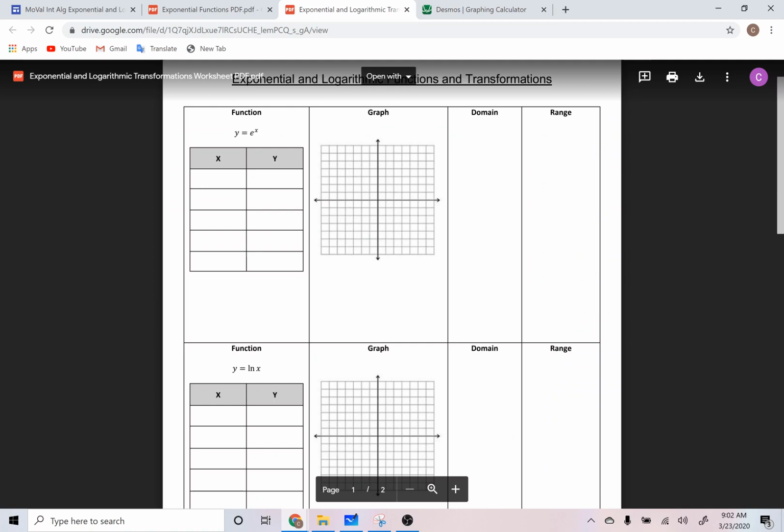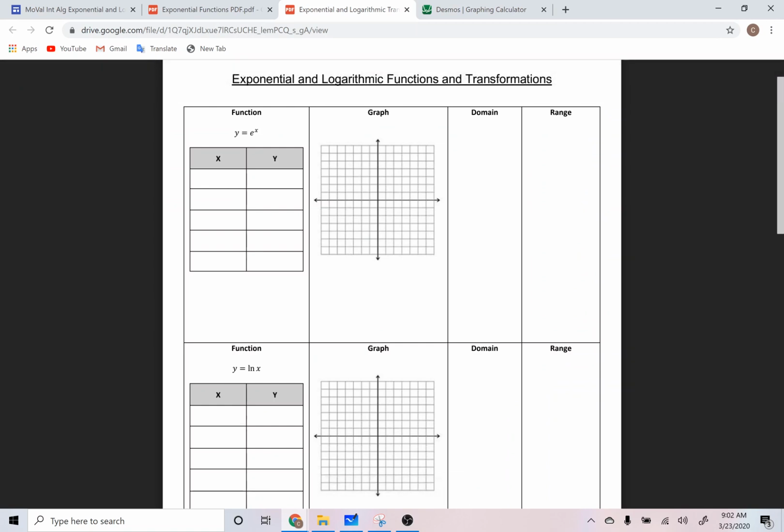So if we were to put x values here, we'd put -2, -1, 0, 1, 2. Let's do those real quick just so I can show you what it'll look like.